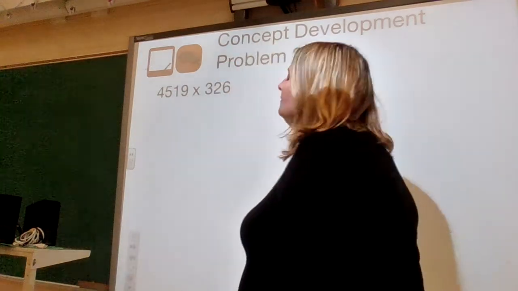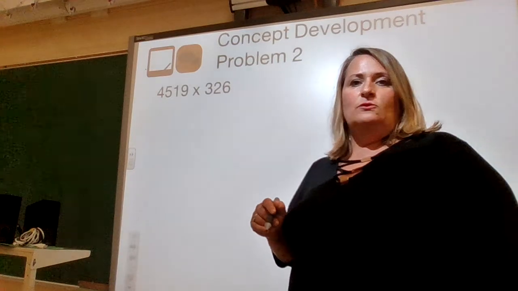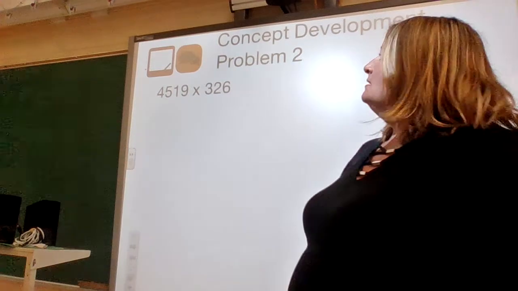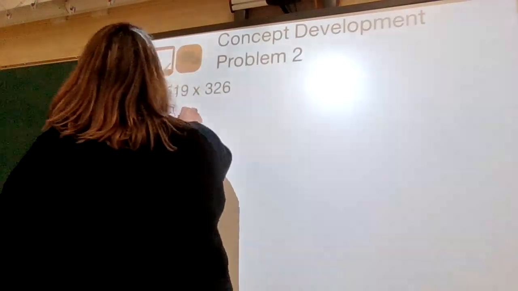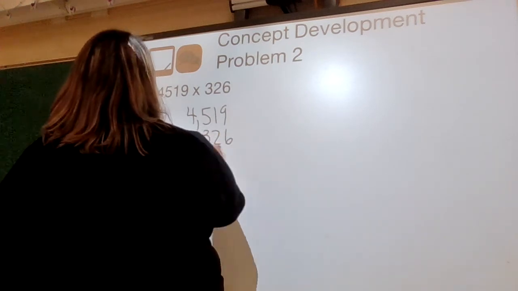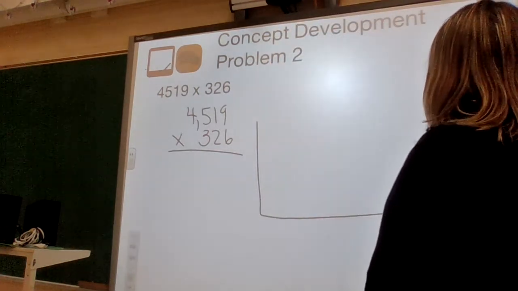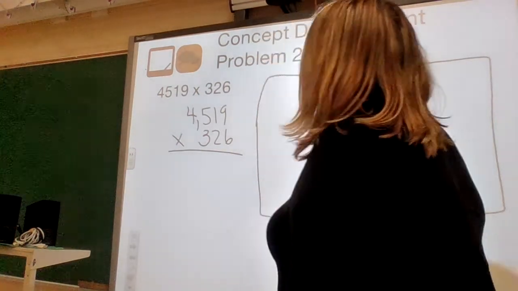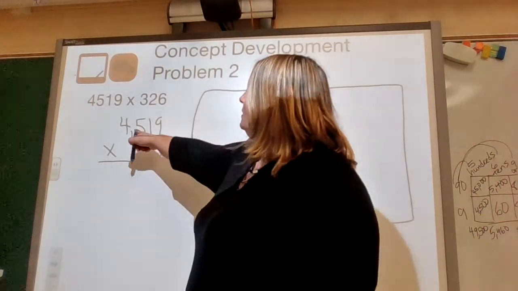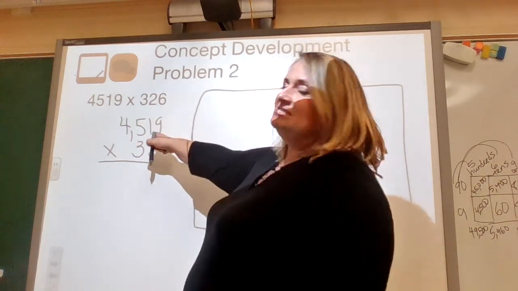Okay, so the only difference between the problem we just did and this problem is now we have thousands and we're multiplying by hundreds. So I'm going to go in and set up my problem, and I'm going to set it up for traditional algorithm, and then I'm going to draw my area model. I'm going to have a big area model here. Okay, I hope you guys can see that. Okay, I'm going to break this down or decompose it by its values.